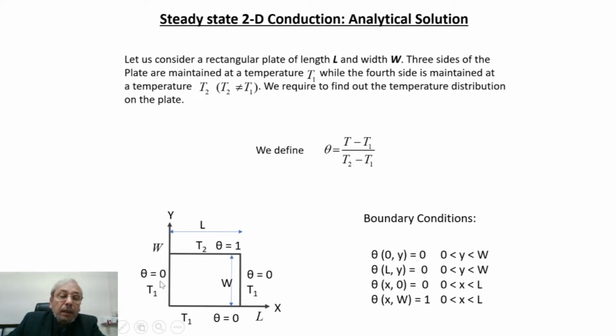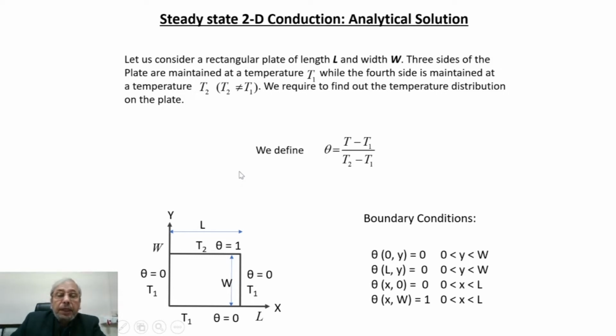Temperature on three sides, left side, bottom side and right side, temperatures are T1, and on the top side temperature is T2, and T1 is different than T2. It is quite obvious.